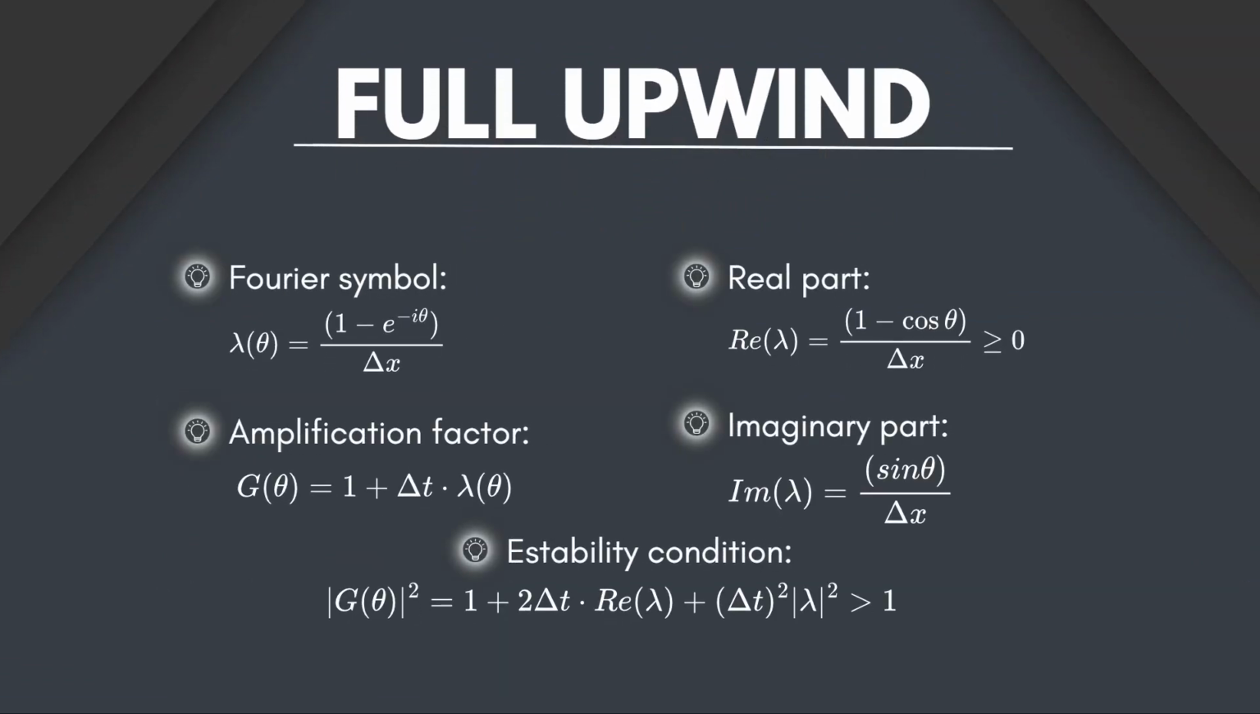Let's look at the first asymmetric scheme, the full upwind stencil. When we analyze the Fourier symbol, we see that the real part is strictly positive. This is problematic because positive real parts push the amplification factor outside the stability region. As a result, the condition modulus of G bigger than 1 is always true, meaning this scheme is unconditionally unstable for any time step.